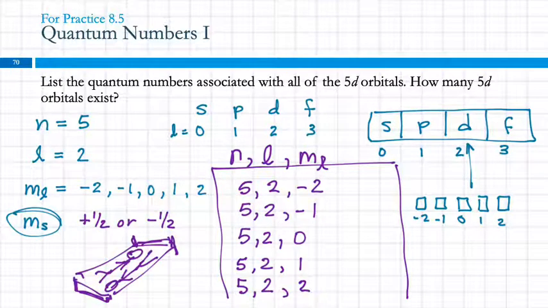Wait, so is MS always plus or minus 1/2? Yes. MS is always plus 1/2 or minus 1/2. MS is you sleeping right side up in the bed, or you're upside down in the bed. And people actually used to do this.